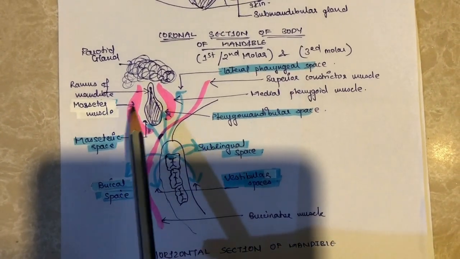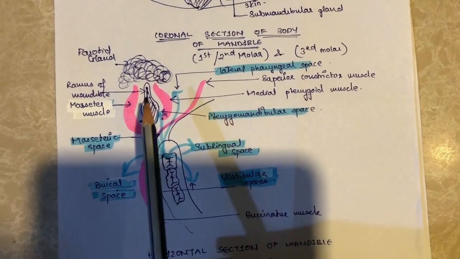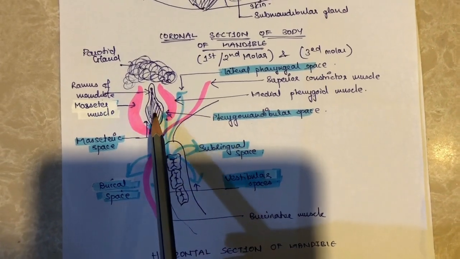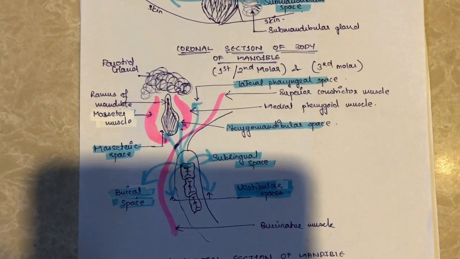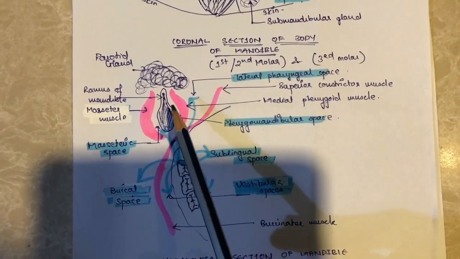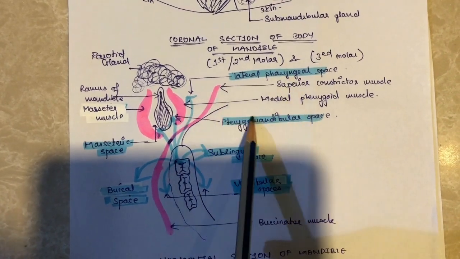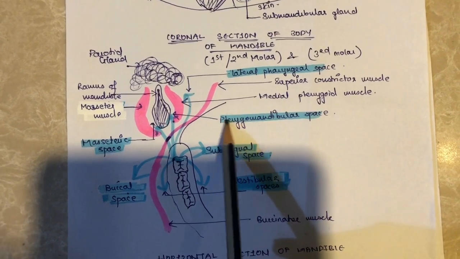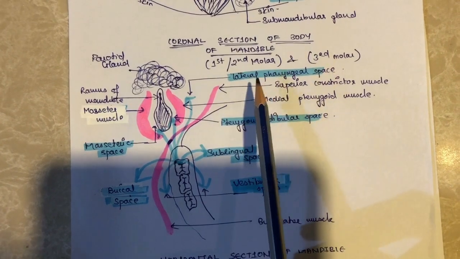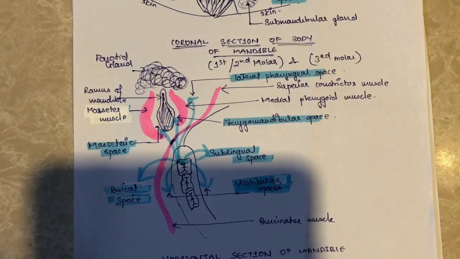So it may spread into the masticatory spaces. Masticatory spaces is masseteric space and pterygomandibular space. Masseteric space is present between the masseter muscle and the ramus of the mandible, and the pterygomandibular space is present between the ramus of the mandible and the medial pterygoid muscle. This pterygomandibular space infection may further spread. If it is a severe one, it may further spread into the lateral pharyngeal spaces or the retropharyngeal spaces and may cause life-threatening conditions.